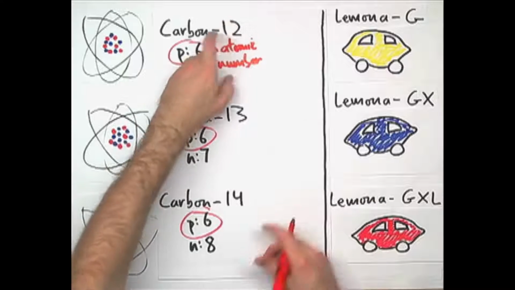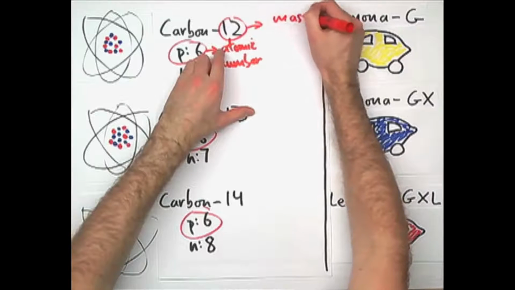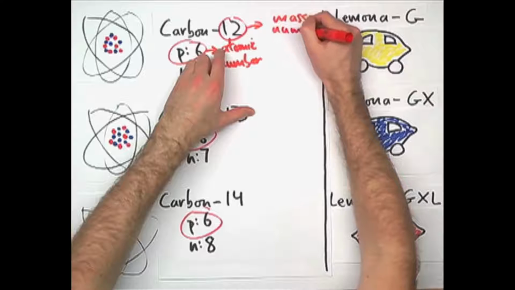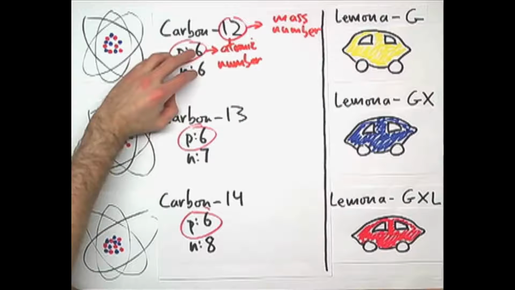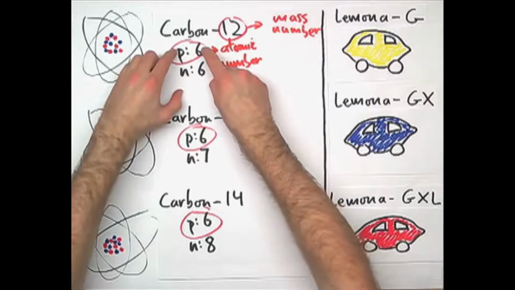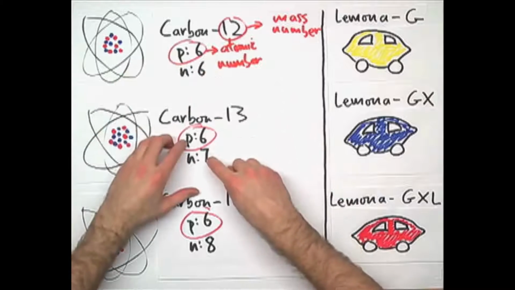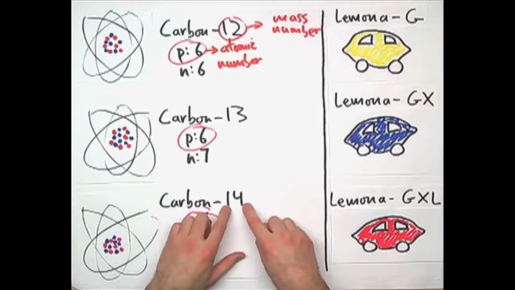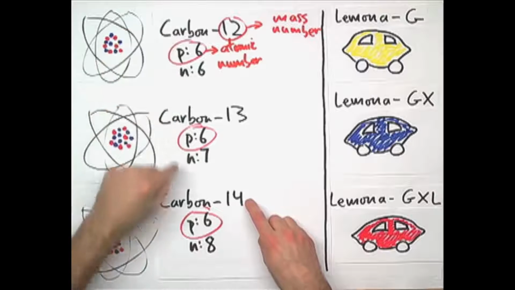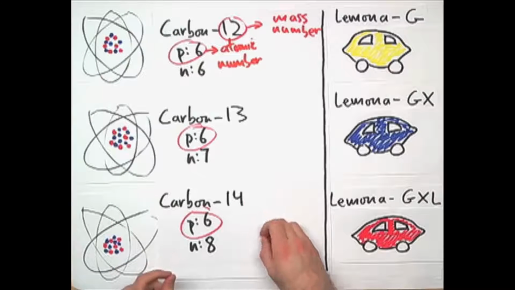And then carbon-12, this 12 that I've written here, refers to a different number, and we call that the mass number. The mass number, as you'll see, is the number of protons plus the number of neutrons. So this is carbon-12. 6 plus 7 protons and neutrons is 13 here. 6 plus 8 is carbon-14 here. So that's how we distinguish between these different isotopes, different types of carbon.